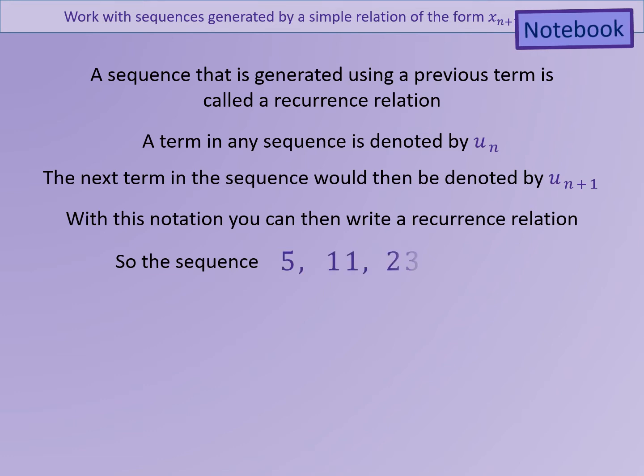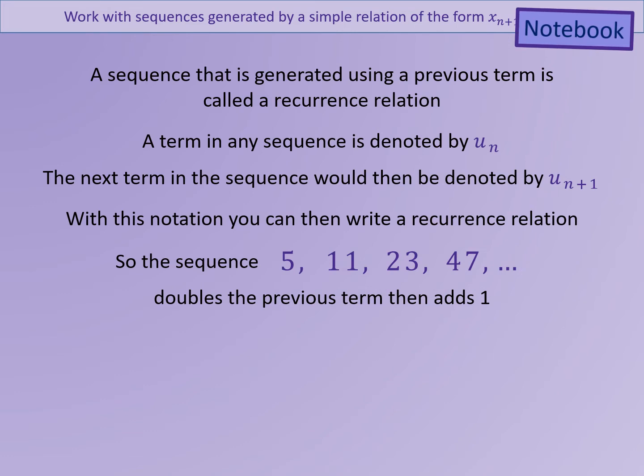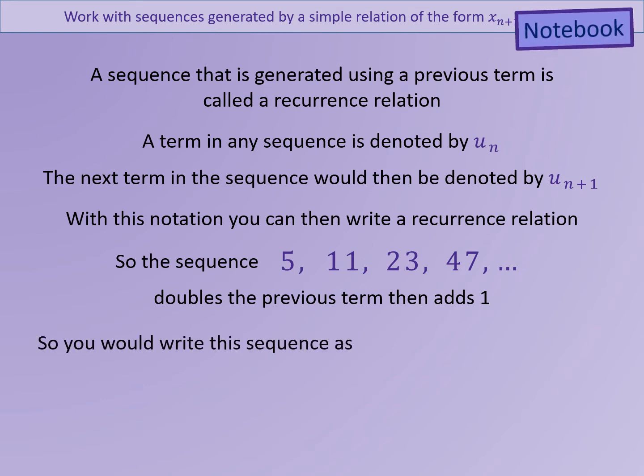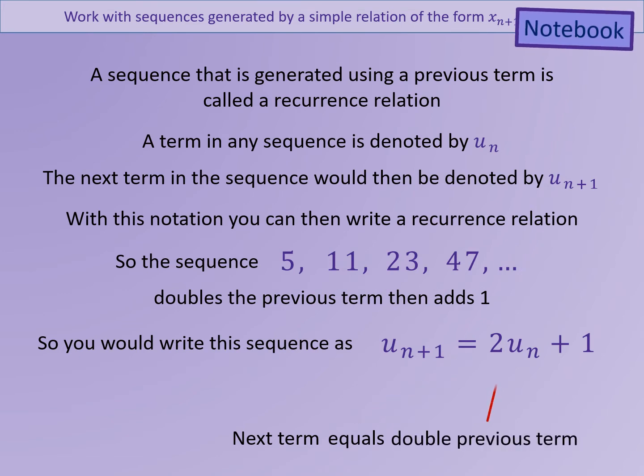So for example, if we took this sequence here, by considering the terms, you may notice that we can find the next term by doubling the previous term and then adding 1. For example, 5 multiplied by 2 is 10, add 1 gives us the next term 11. 11 multiplied by 2 is 22, adding 1 gives us 23, and so on. We could write this using a recurrence relation as un plus 1 equals 2un plus 1. What this means is that to get the next term in the sequence, this is double the previous term, so 2un, and then adding 1 onto the answer.